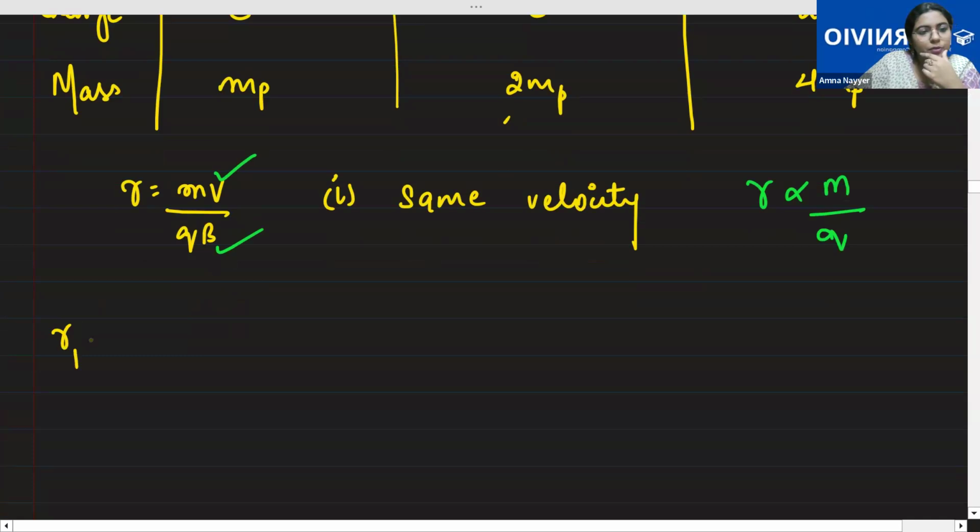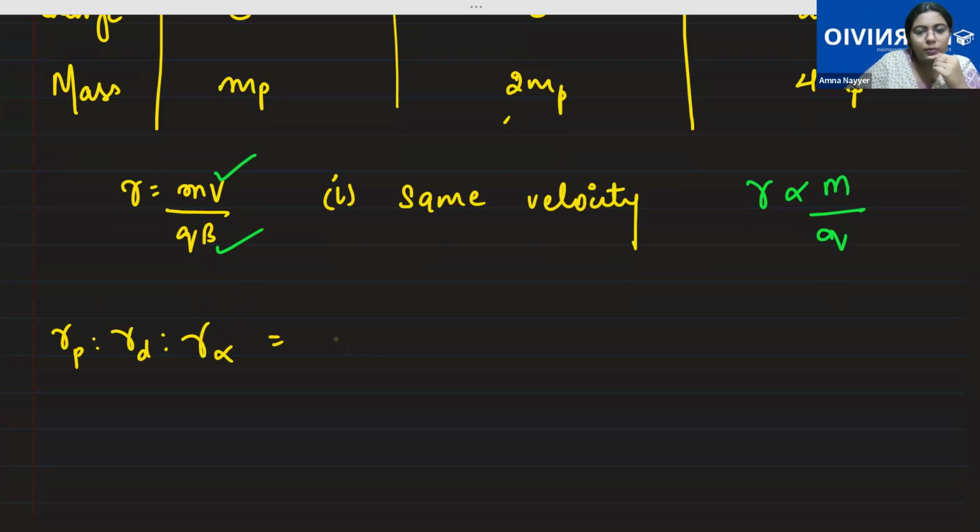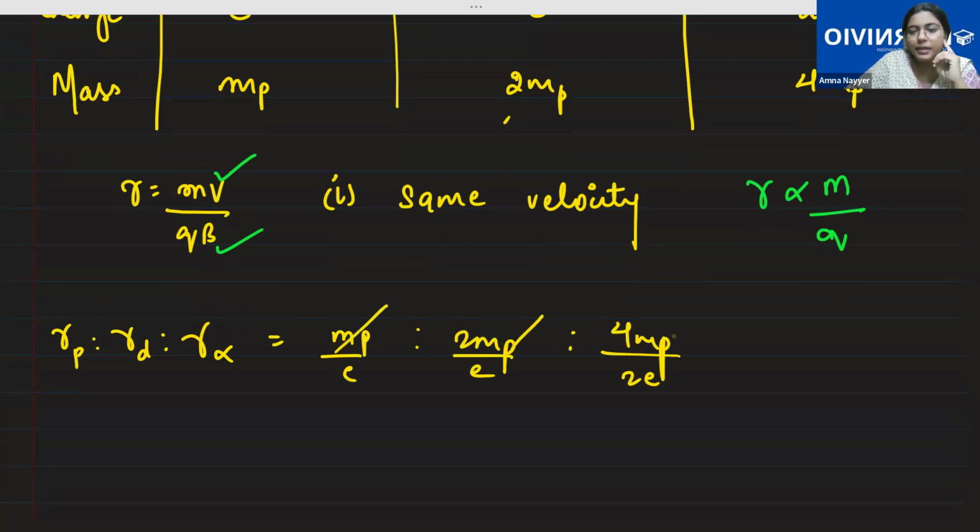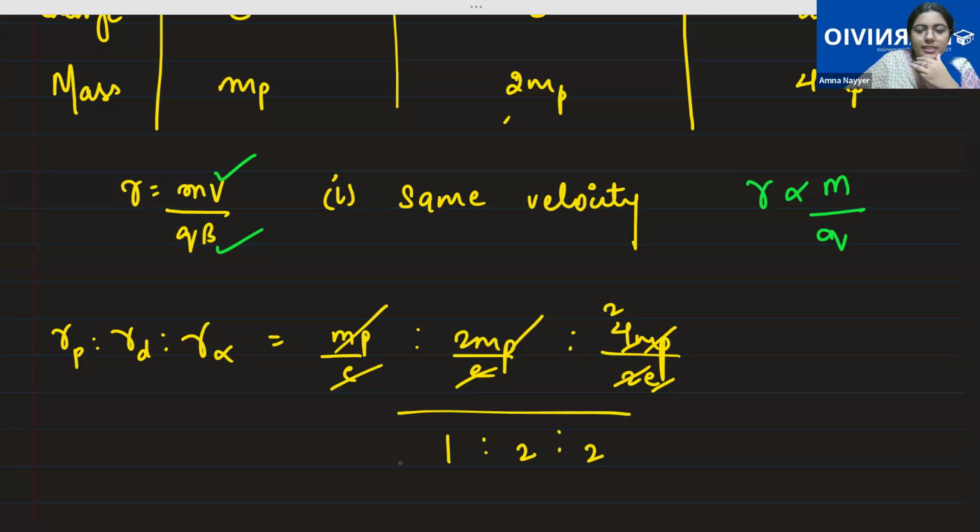Ratio: radius of the proton is to radius of neutron is to radius of the alpha particle is equal to mass by charge, mp by e is to 2mp by e is to 4mp by 2e. Now see, mp will be cancelled, e will be cancelled. This becomes 2. The ratio is 1 is to, from here 2 is to, from here 4 by 2, that is 2. This is the ratio. Have you understood this one?